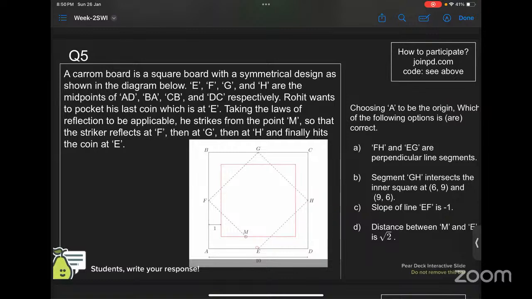You have a carrom board, and the maximum length of the carrom board is 10. And you have midpoints, so you have to calculate the coordinates of all the points. Then you just check the options. Okay. I am giving you 5 minutes to solve it. Then we will start solving it together. If you have any doubt, you can ask meanwhile.